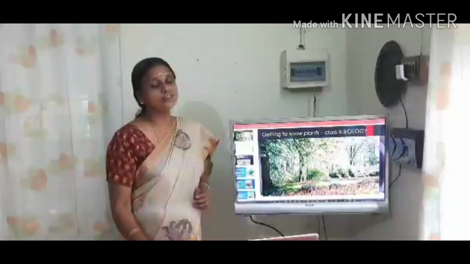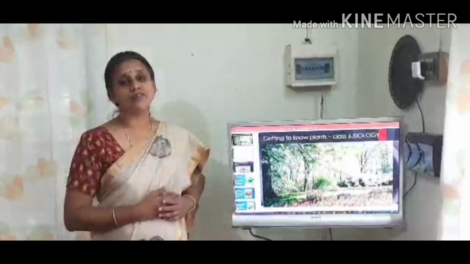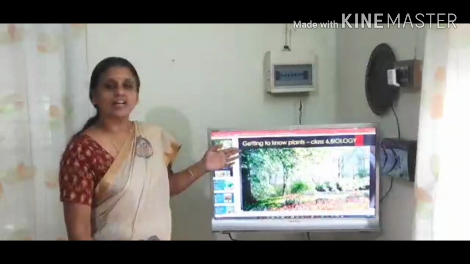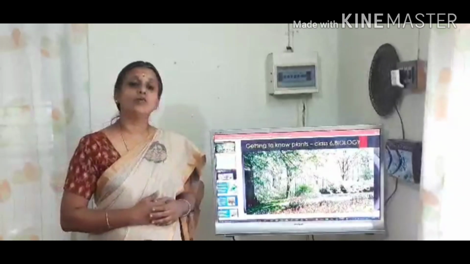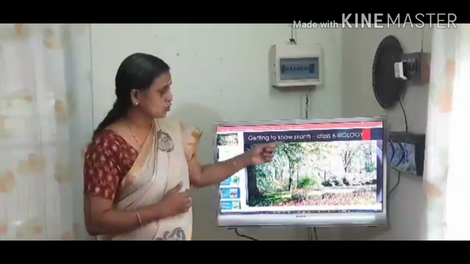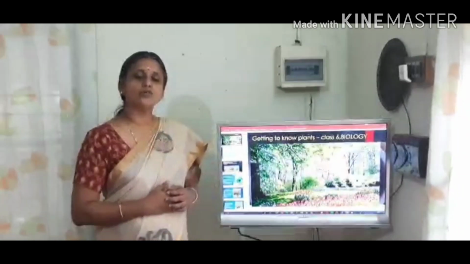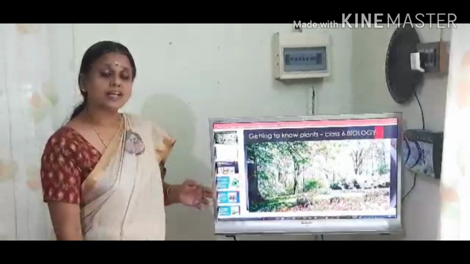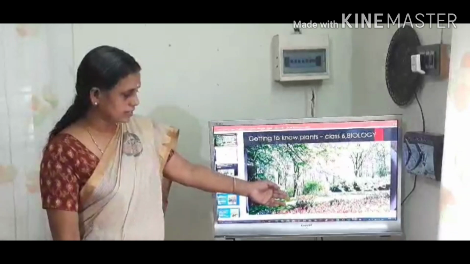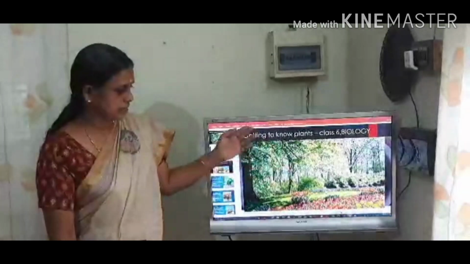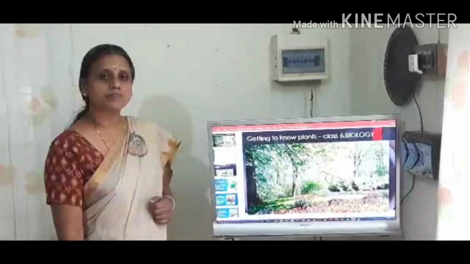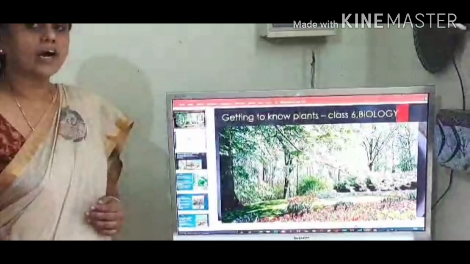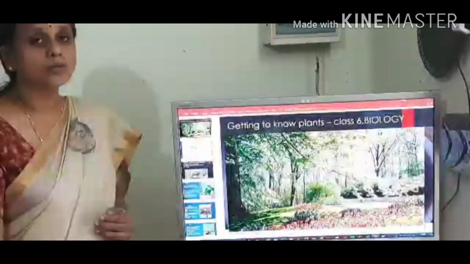It's surely the trees and plants around us which makes the world so beautiful. Come, let's have a look at plants around us. In this lesson, we are going to study about getting to know plants. See here, we have beautiful plants around us. They are flowers, small plants and bigger plants and many trees around. So we'll see how they are classified according to different types.